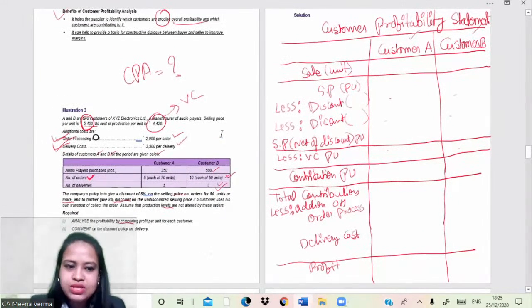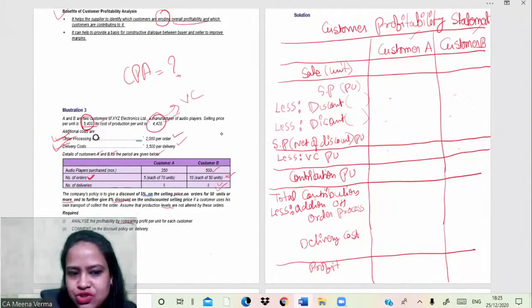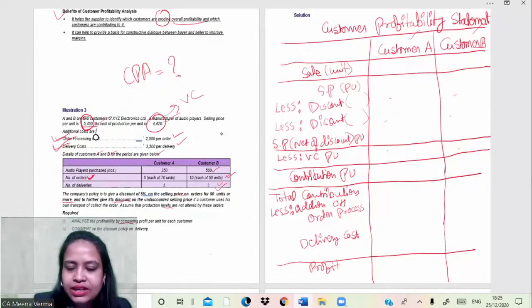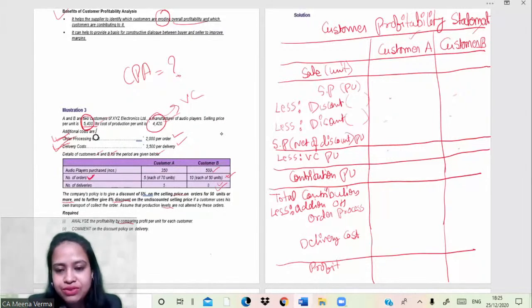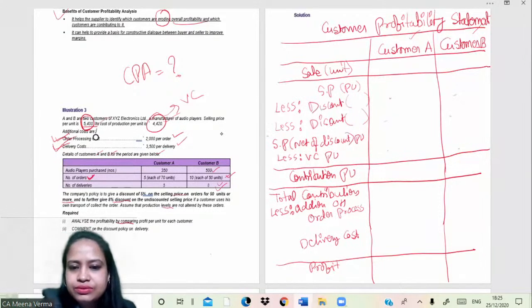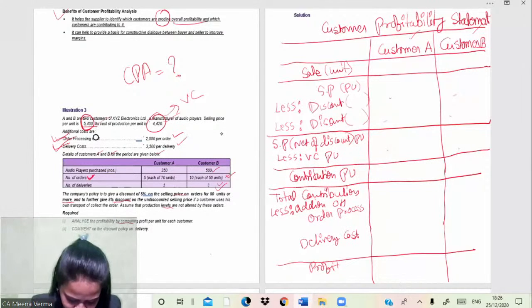First, consider the selling price per unit, which is mentioned here. Write that. Then find the discount which you want to offer them. Find the net selling price after considering the discount. Then consider the selling price. Okay, I'm waiting for you to do this question on your own first. Then we will do that.